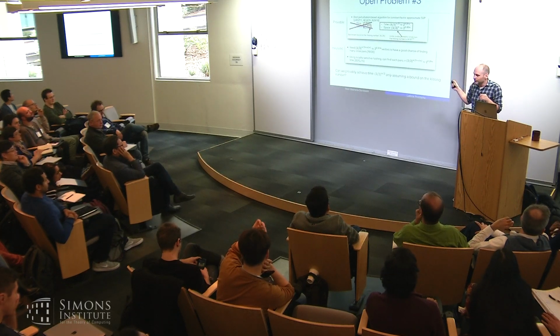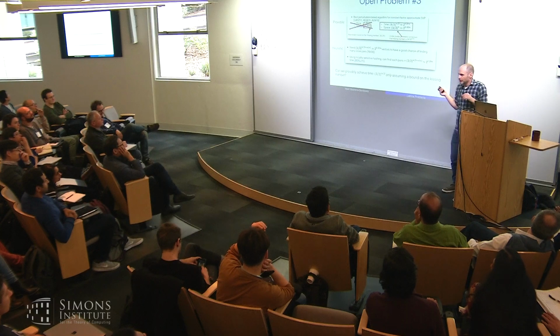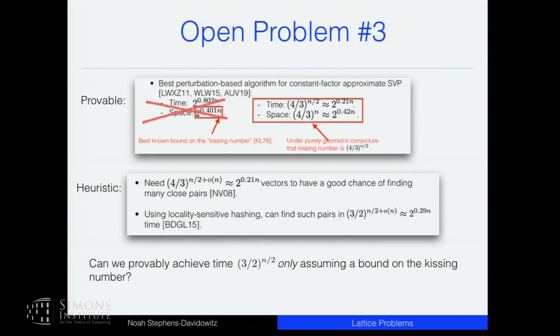Okay. Here's my open problem, which I think is low-hanging fruit, which is just to complete the circle. Under a purely geometric conjecture, we have this (4/3)^n time algorithm that uses (4/3)^(n/2) space. And this is kind of what the heuristic algorithms do. They also have (4/3)^(n/2) space, but they do a little better because they use locality-sensitive hashing to get the running time down quite considerably to 2^(0.29n).